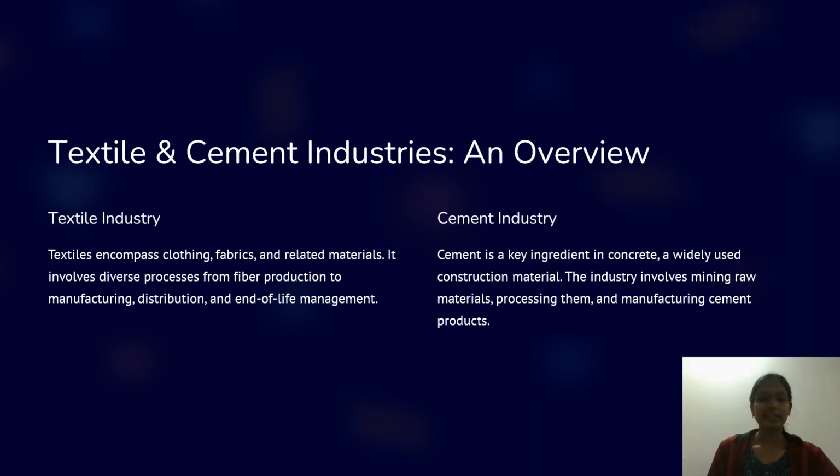Next, textile and cement industries: an overview. Textile industry. Textile encompasses clothing, fabrics, and related materials. It involves diverse processes from fiber production to manufacturing, distribution, and end of life management. Then the cement industry. Cement is a key ingredient in concrete, a widely used construction material. The industry involves mining raw materials, processing them, and manufacturing cement products.